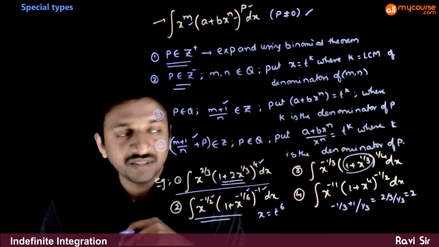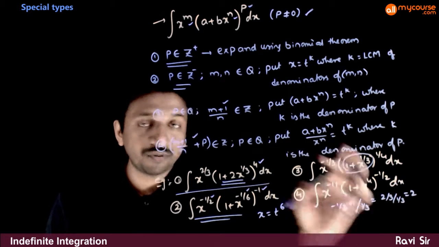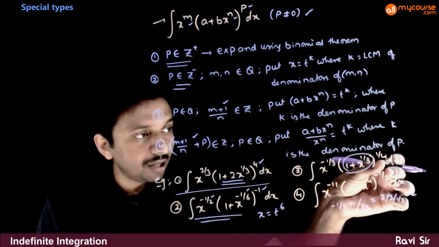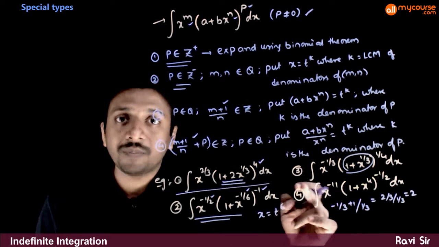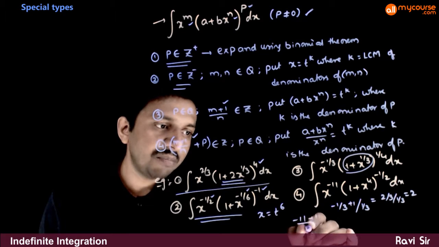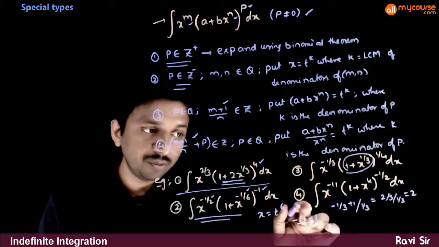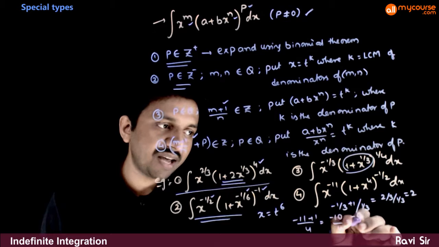you get the answer. And finally, if you have x power minus 11 times (1 plus x power 4) whole power minus 1 by 2, here also p is a rational number. So first check (m plus 1) by n. So m is minus 11 plus 1 by 4 is equal to minus 10 by 4. That is minus 5 by 2.